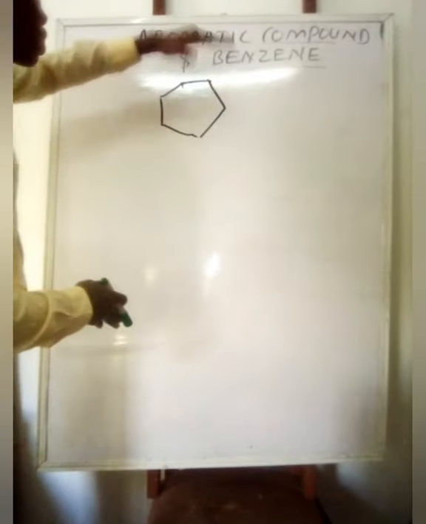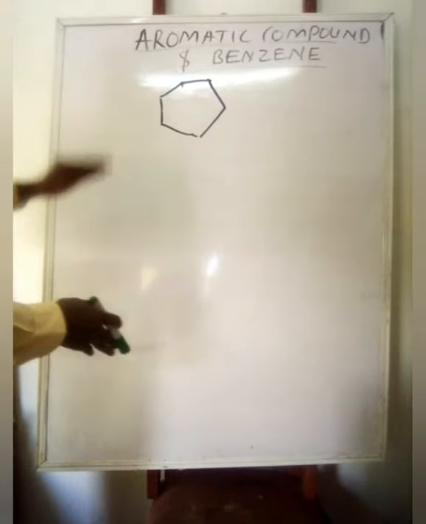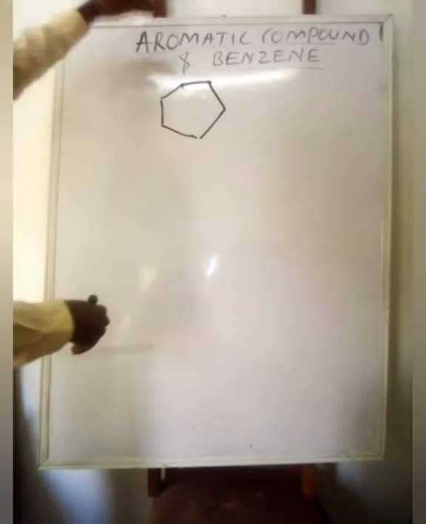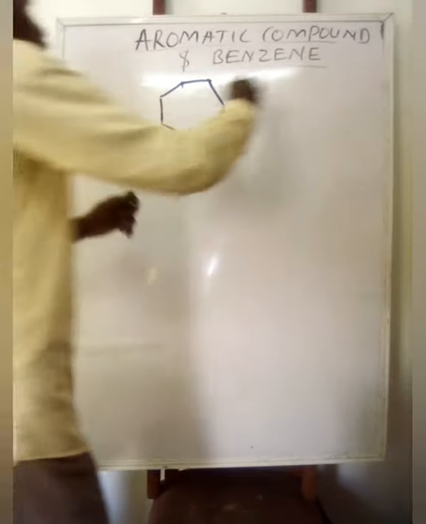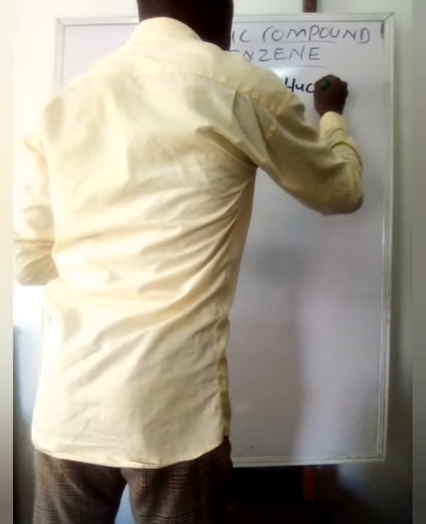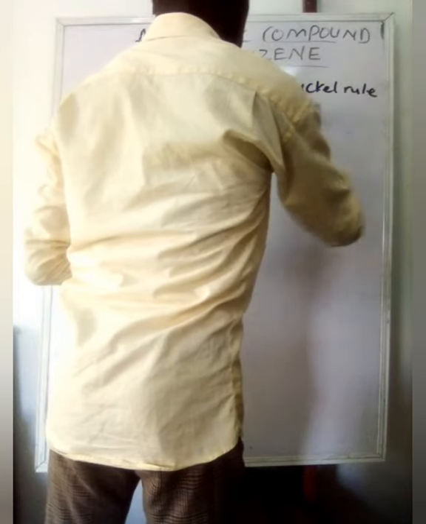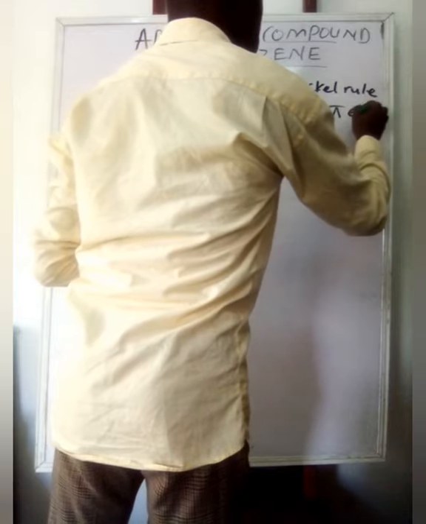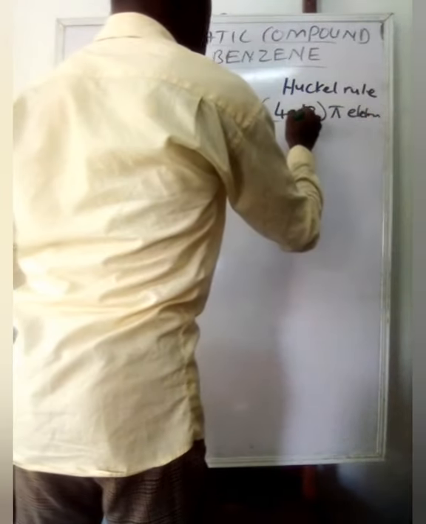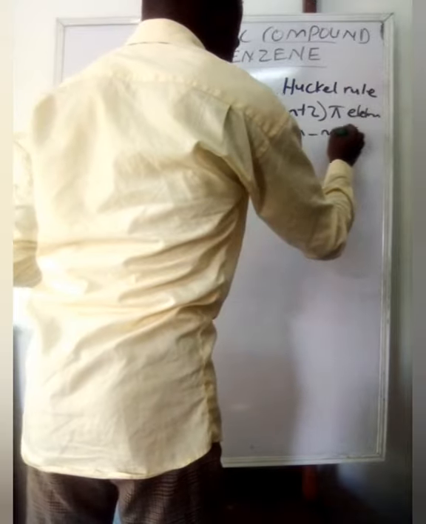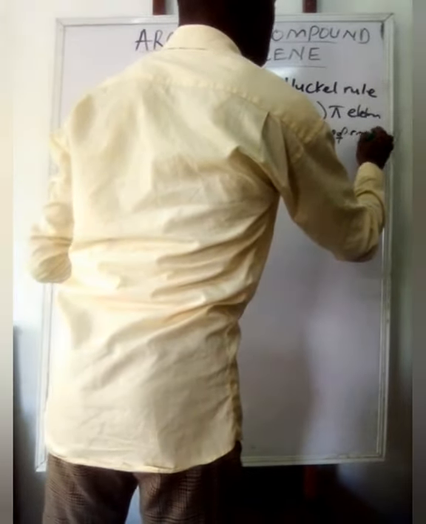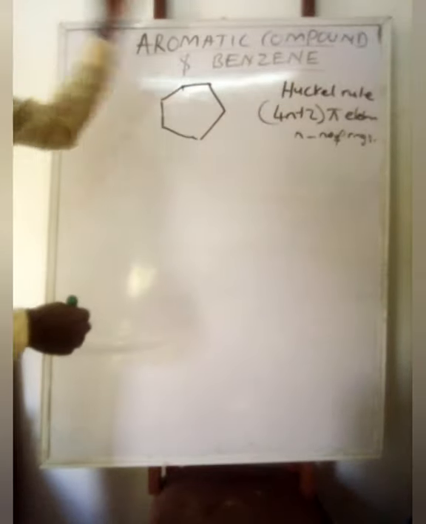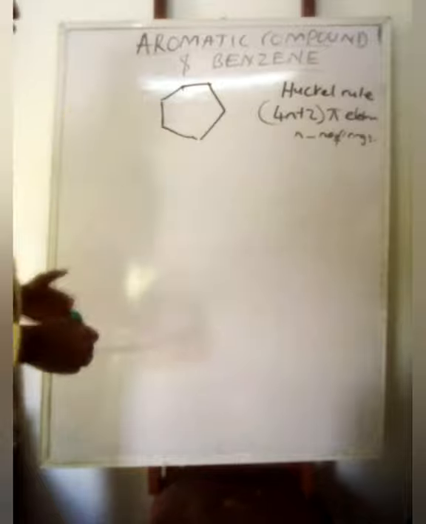There are some closed-ring compounds which are aromatic, and there are some which are not aromatic. We can determine that using Huckel's rule, which is 4n plus 2 pi electrons. Here, what is n? n is the number of rings. Now this is Huckel's rule, which is used to determine if a compound is aromatic or non-aromatic.